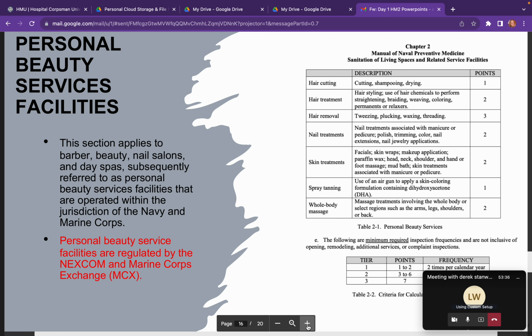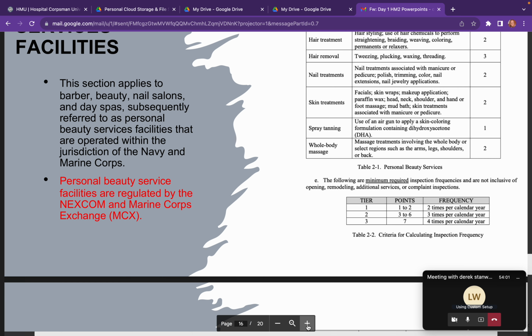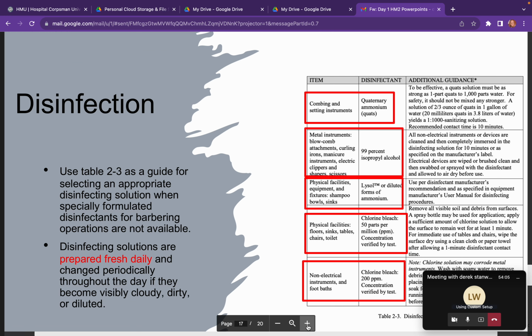I wouldn't worry about the frequencies on there either. But it's personal beauty facilities. So barbershops, they're owned by the MCX or NEXCOM. That's really the only question you'll ever see on the test about this slide, just who regulates it. They're not going to get that much in the weeds about your tiers and points and all that. Yeah, and the frequency for that is really not going to be a thing. They're usually done quarterly. That's the biggest thing. Most inspections are quarterly, with the exceptions of food facilities. Depending on the type of food facility and frequency, you get into a whole table, and I'm not going to go into that.